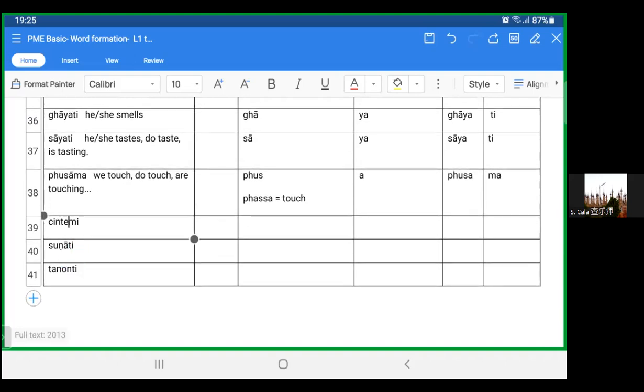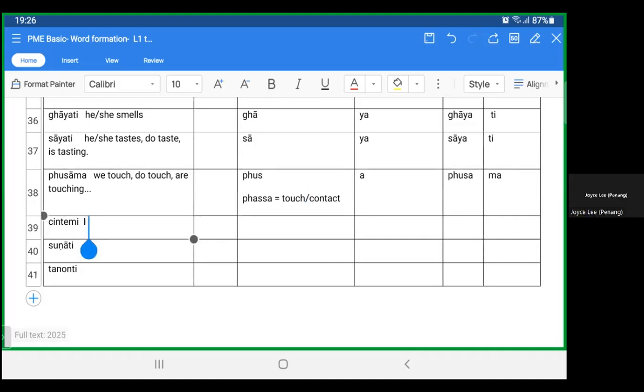I think we learn the next one. Cintemi. What's the meaning of cintemi? Sir, sorry to interrupt. Yes. For number 38, phassa, can we say it's feeling? I mean, it's touch, yes, but phassa, is it considered as feeling? No, feeling is vedana. Sorry, yeah. Phassa is contact. Touch or contact, yes. All right, touch or contact.